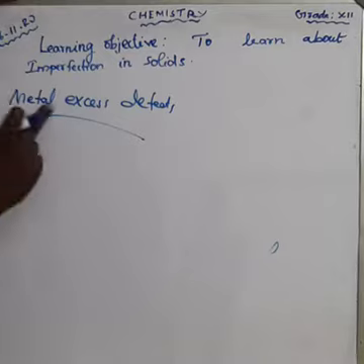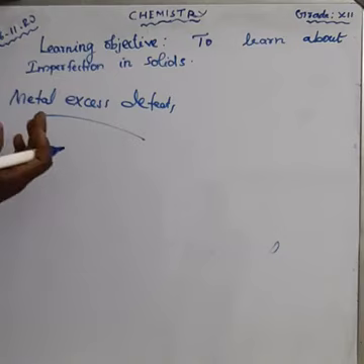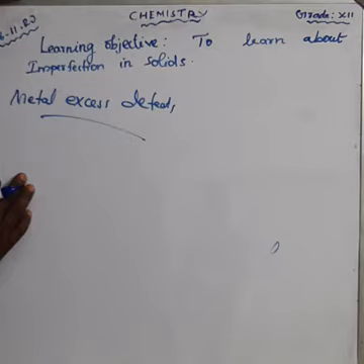Okay, metal excess. Metal excess defect arises due to the presence of a greater number of metal ions. It is not stoichiometric. It is a non-stoichiometric form.